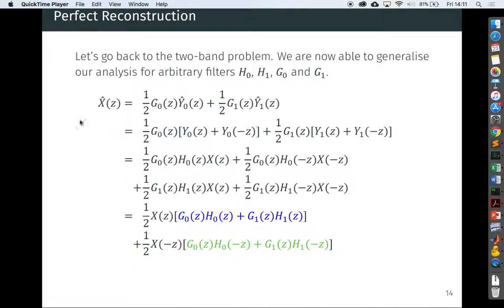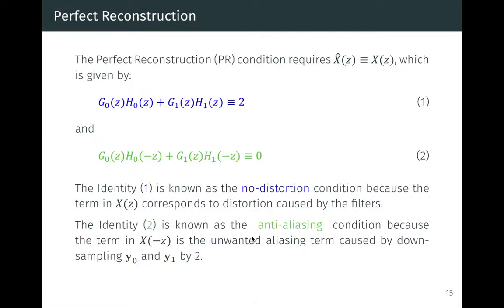We say that the output x hat, when we do all the derivations, is indeed a function of x of z, so the input, but we want it to be exactly x of z, okay? And for it to be x of z, this term needs to be cancelled, okay? So the last term here needs to be cancelled, and that's the aliasing term, so the green part here, if you want, needs to be equal to 0. And the blue part here must be equal to 2, so we can come back on our feet, okay? So these are the two conditions, okay?